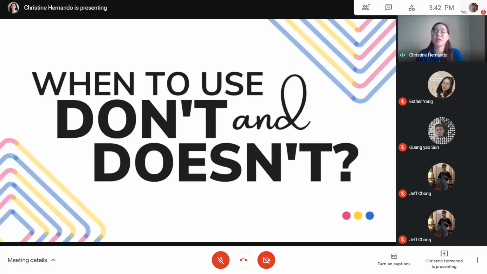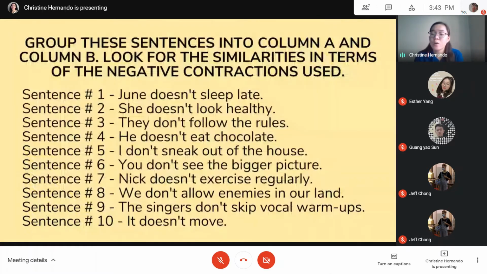So now, since we are done discussing the patterns or the structure of the present simple negative, we are going to talk about the use of the auxiliary verbs don't and doesn't. So how do we really use, or when do we use the word don't, or when do we use the word doesn't? Now, I want you to look at this slide.